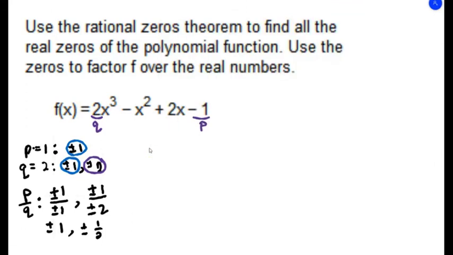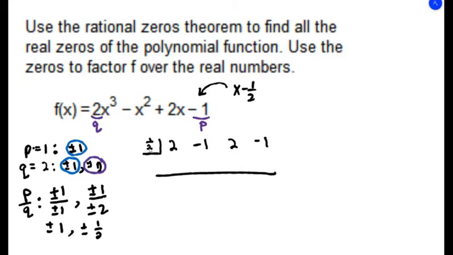So I'm going to divide x minus 1/2 out of this polynomial using synthetic division. So I'm going to put 1/2 here. The coefficients of the polynomial are 2, -1, 2, and -1. We bring down the first term and multiply by our number.